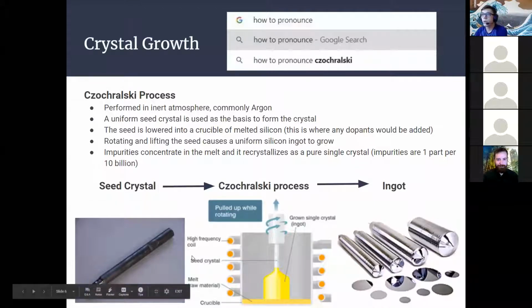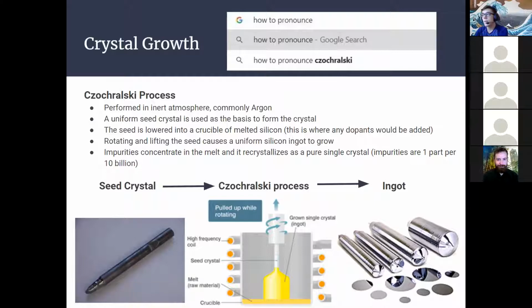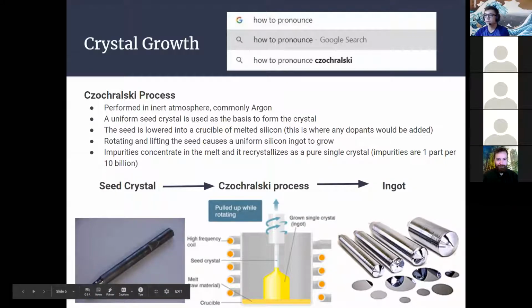And so while there are often impurities in the melt, in the liquid silicon down at the bottom, usually the impurities tend to want to be segregated into the liquid portions rather than the solid portions. So the crystal that you actually grow is very pure, usually 99.999% pure or something along those lines. And so that's how you get these ingots over here.